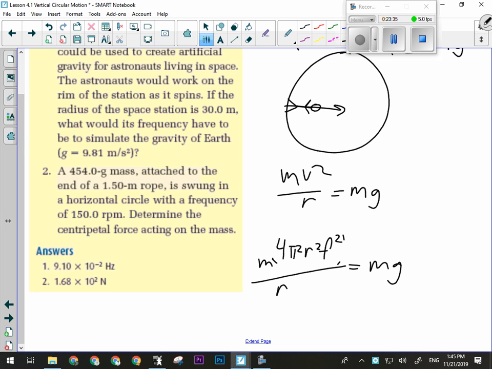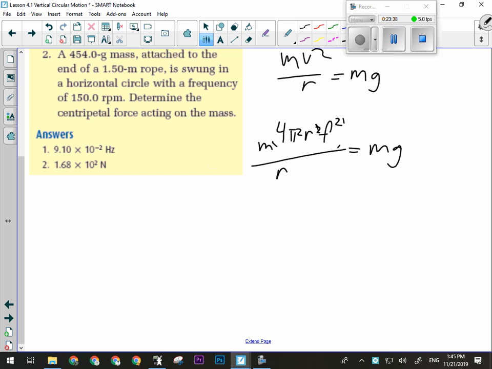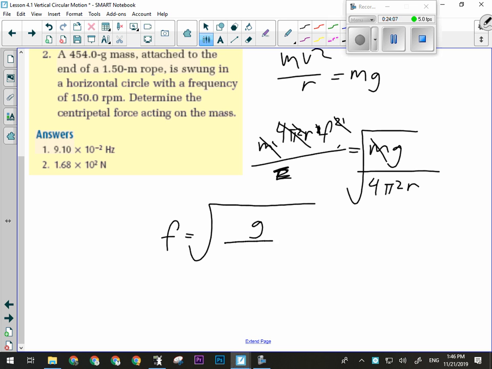So that's going to equal m times g. So this r and this r are going to cancel out. And I'm trying to find the frequency. So I'm going to bring m over to this side. Well, that's pretty cool. It cancels. Then I'm going to divide both sides by everything else. That's 4 times pi squared times r. That's going to leave me with f squared, so I'm going to want to square root that. So what I'll be left with is that f equals the square root of g divided by 4 pi squared times r. This is going to give me a really small number.